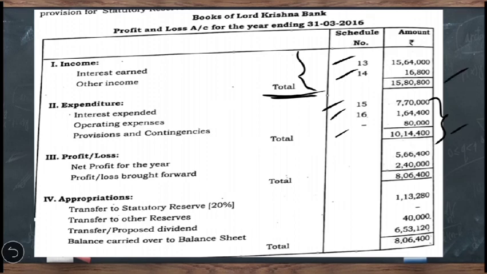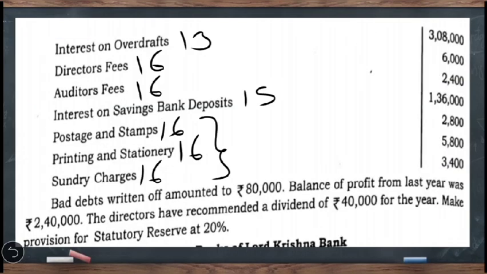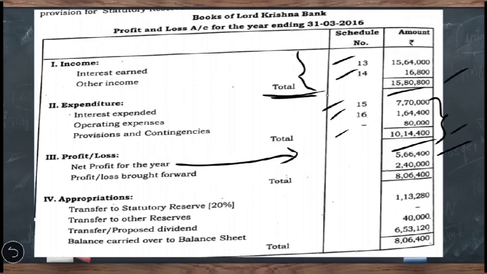Now, how to calculate the net profit? From the total income, we have to deduct the total expenditure. That is, from 15,80,800, we have to deduct 10,14,400. The balance will be 5,66,400. So that is the net profit for the current year. Then, in order to calculate the total profit available for appropriations, here in the question it is given that the last year's profit which is brought forward is 2,40,000. So that should be added to the current year's profit. So we will get the total profit of 8,06,400. So this is the total profit available for appropriations.